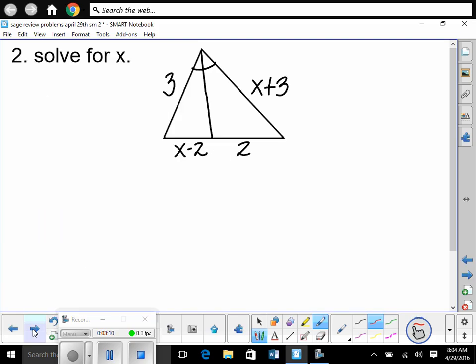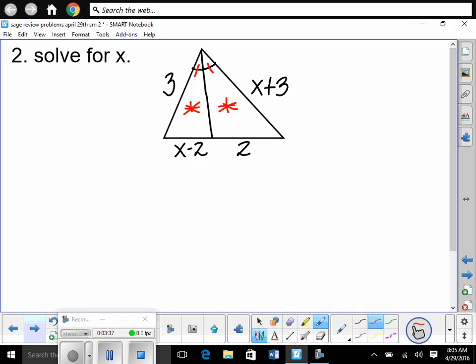Okay, looking at this problem. It says solve for x. Can you tell me what we're looking at here? Yeah, I like that. Tyler, you're absolutely right. We're looking at two similar triangles, right? These are two triangles that are similar. So, if we look at this, isn't this angle and this angle equal? It's called an angle bisector. Bisect means cut into two equal segments.